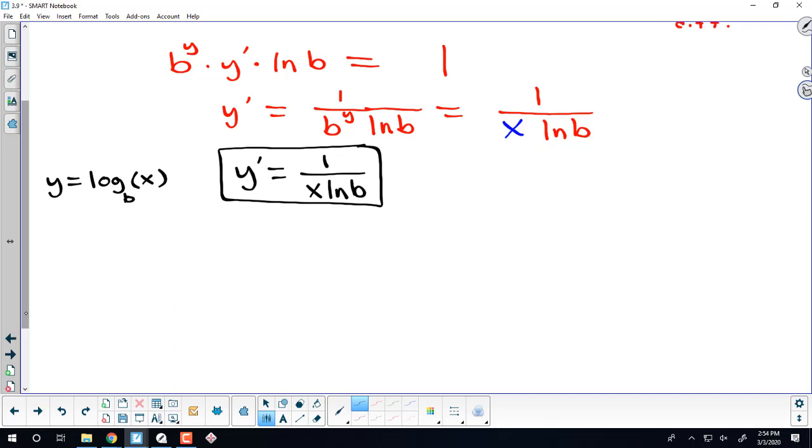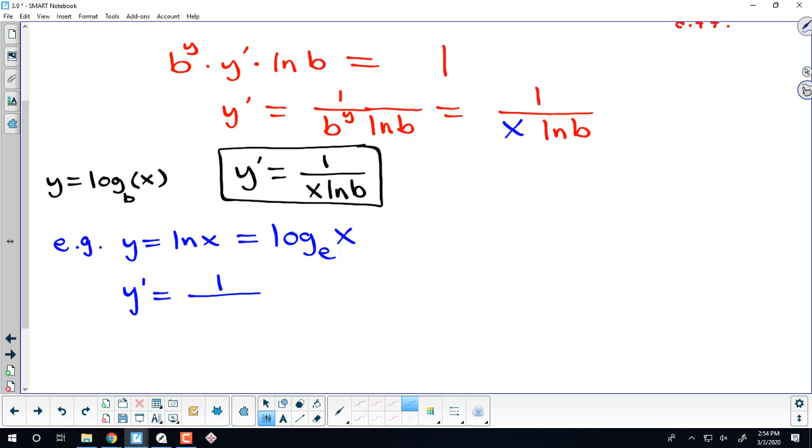And again, does this hold if y is the natural log of x? In other words, the log base e of x. It says to find the derivative, we do 1 over the argument times the natural log of the base. So 1 over the argument x times the natural log of the base e. 1 over x ln e is just 1 over x. Well, the derivative of the natural log of x is 1 over x.